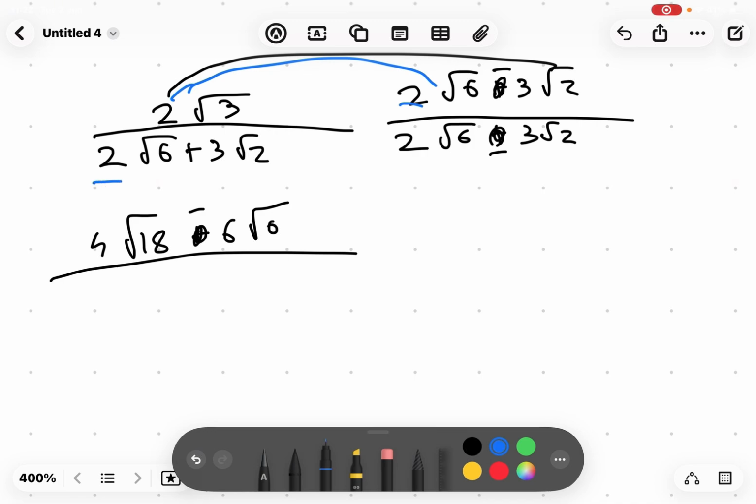So 2 times 2, 4. No, not even like that. This is the same thing. Think of it as a term and you have to times the terms. So this term by this term. So at this point you can do it like this: 2 times 2, 4, and then square root of 24.